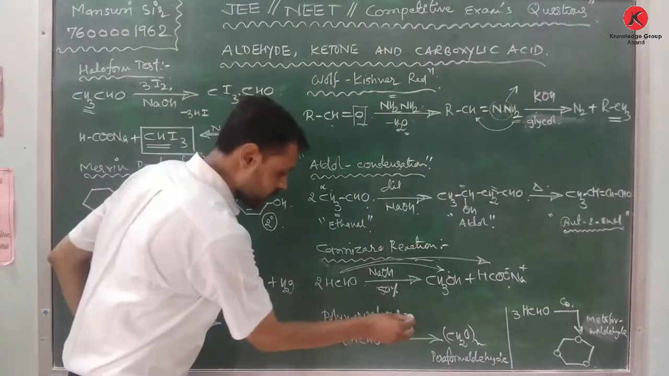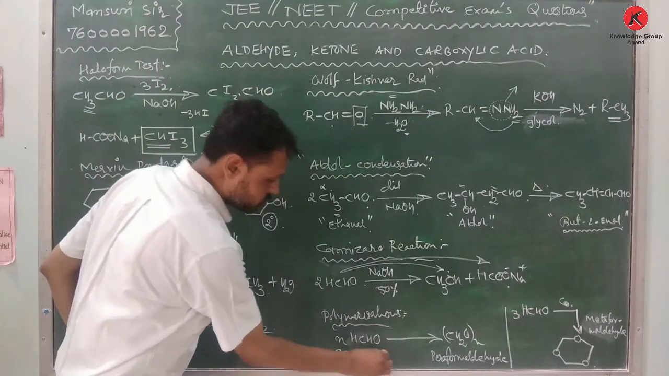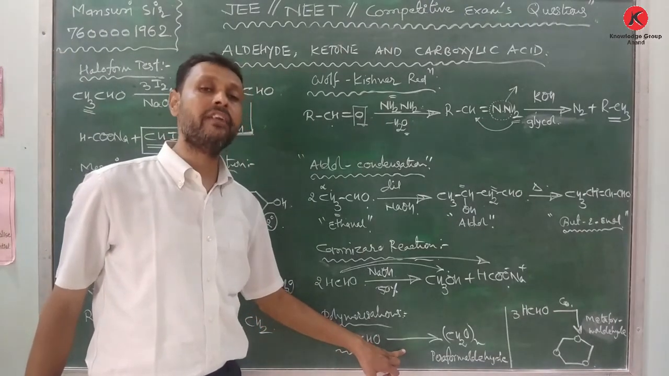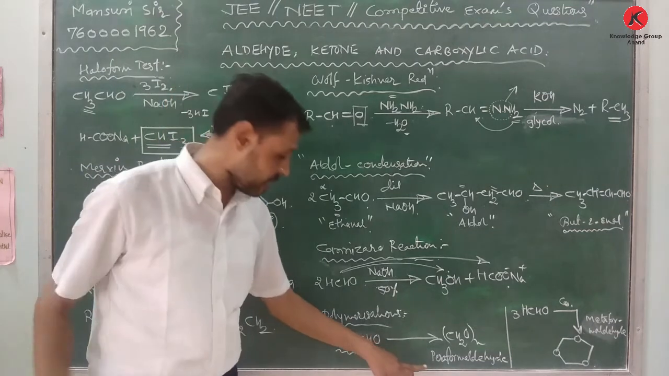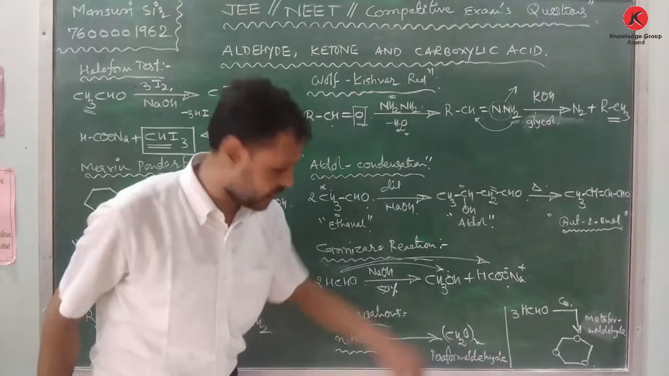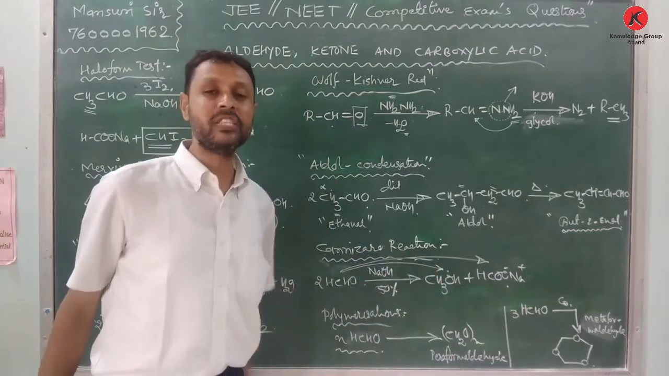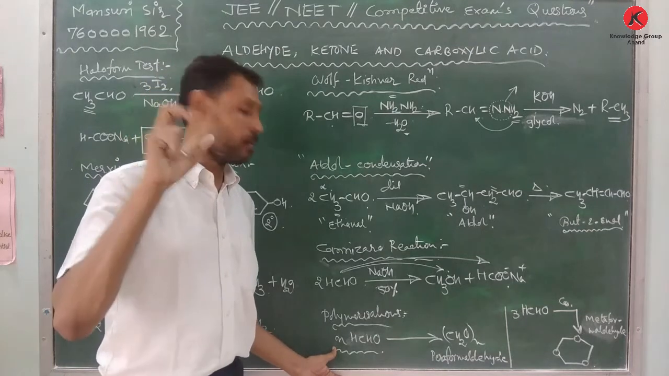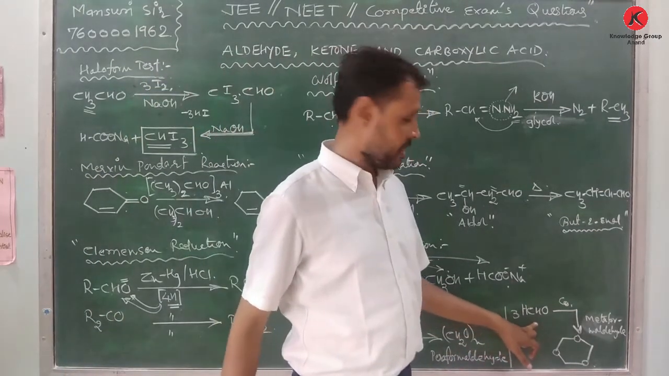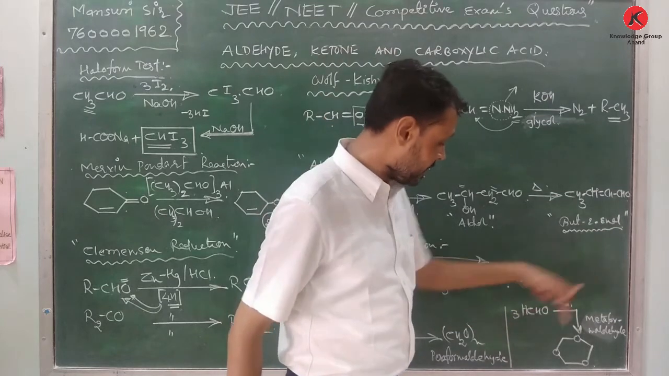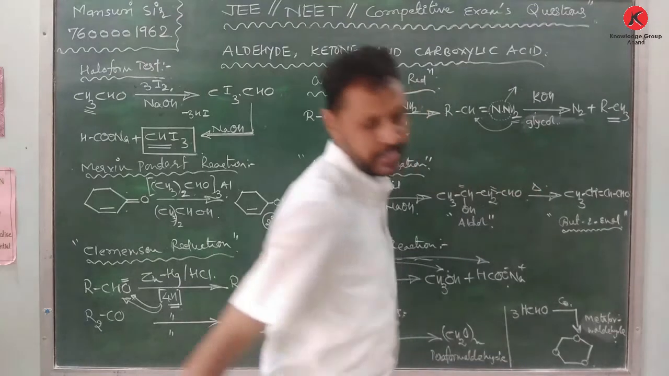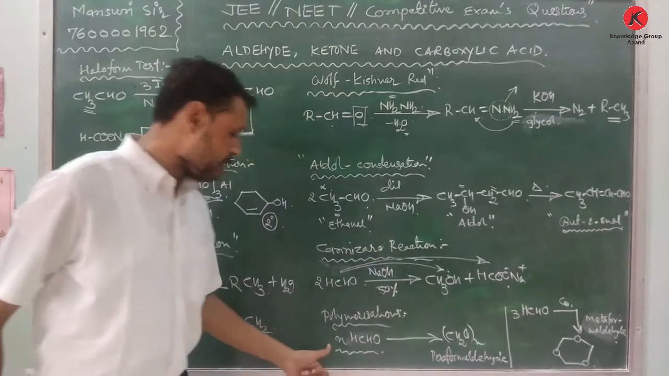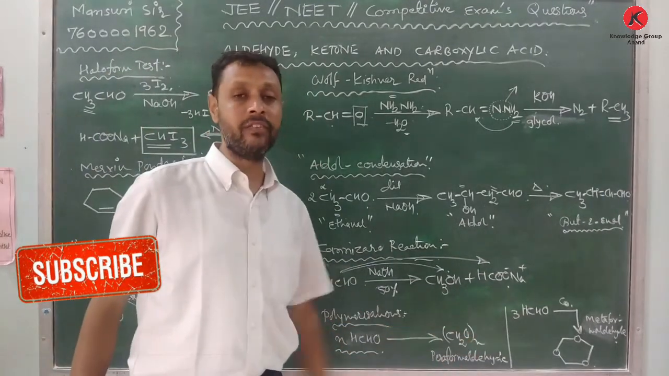Now polymerization. If n moles of aldehyde react with each other and undergo polymerization, then they form paraformaldehyde, (CH2O)n. This is paraformaldehyde. But when 3 moles of aldehyde undergo polymerization, then they form metaformaldehyde. So from 3 moles of aldehyde you can obtain metaformaldehyde, and if n moles are given, then paraformaldehyde will be obtained.